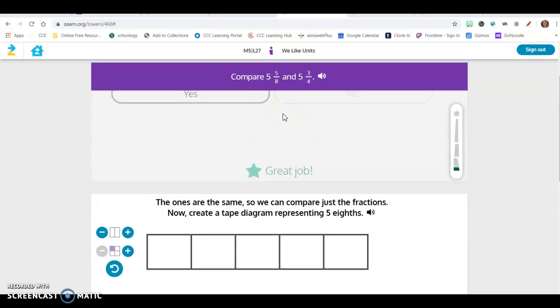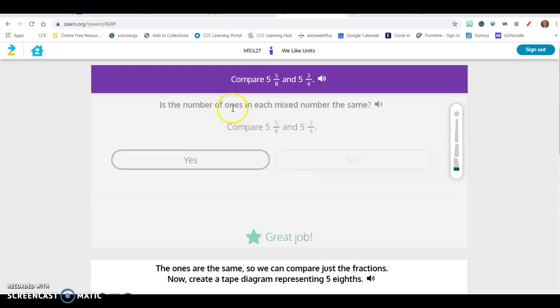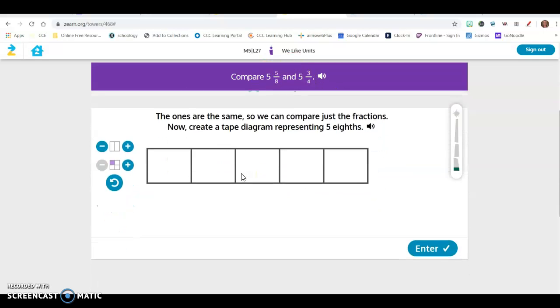So I already accidentally did the one. It just asked, is the number of the ones in each mixed number the same? So yes, they're both 5. So yes, they're the same. Next thing, the ones are the same. So now we can compare just the fractions. So we're only comparing 5/8 and 3/4 right now.